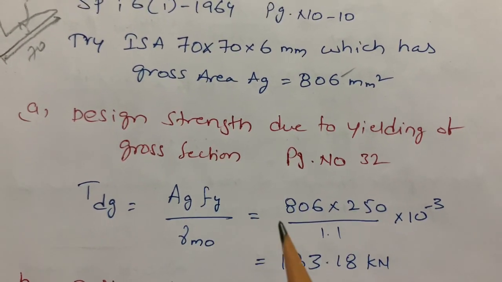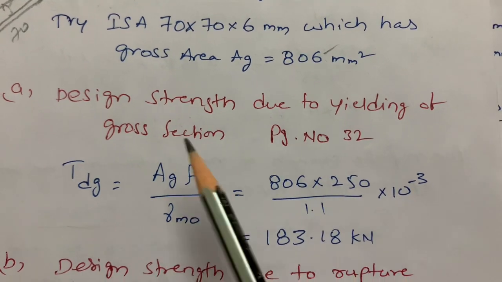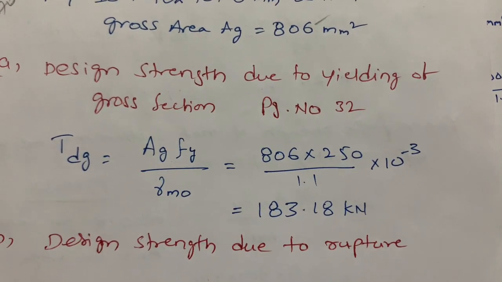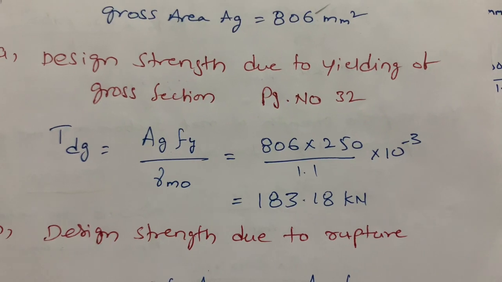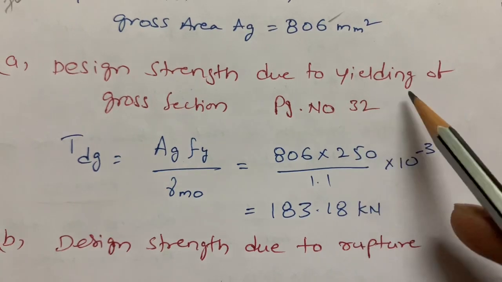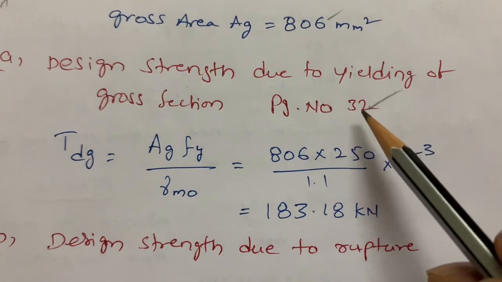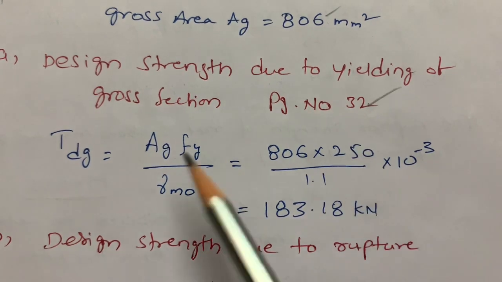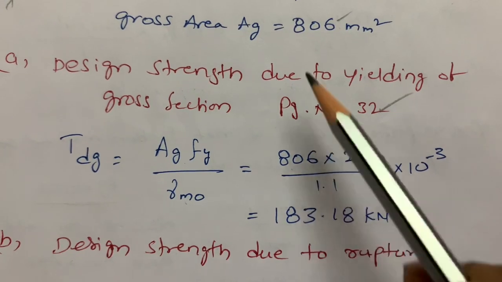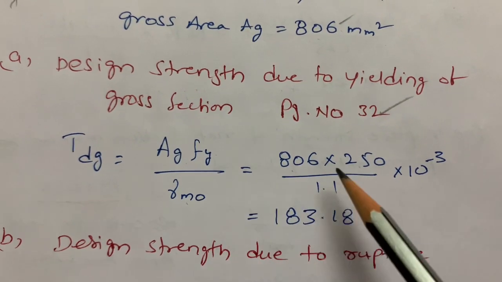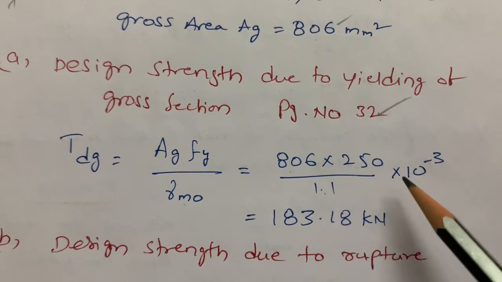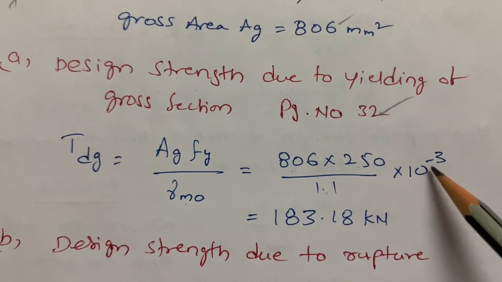After choosing this angle section, we need to calculate the design strength due to yielding of gross section, rupture of net section, and block shear. The code specifies these three types of strength. First I am going to calculate yielding of gross section. This formula is available on page number 32. Tdg equals Ag Fy by gamma m0. Ag is the gross area of the section, 806. Fy is the yield stress, 250, available in the code book, and gamma m0 is the partial safety factor, 1.1. This is in kilonewtons, that's why I multiplied with 10 power minus 3.